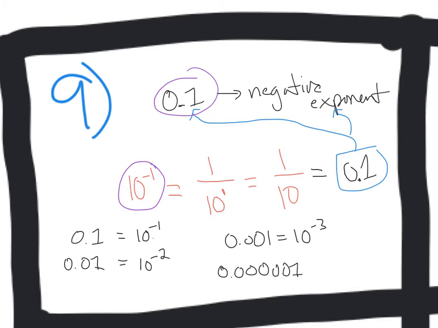Okay, if I had to rewrite that, I could move the decimal 1, 2, 3, 4, 5, 6 times to get it behind the 1. So that means that number, 0.000001, is equal to 10 to the negative 6. All right, awesome. Let's go ahead and move to number 11.